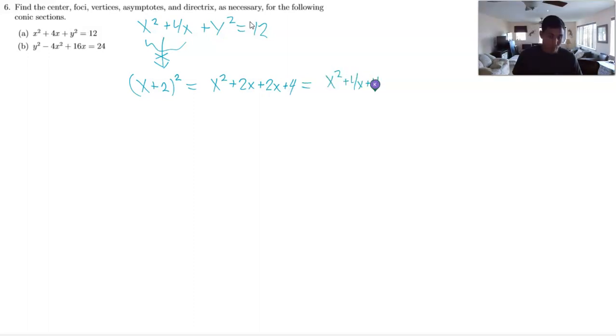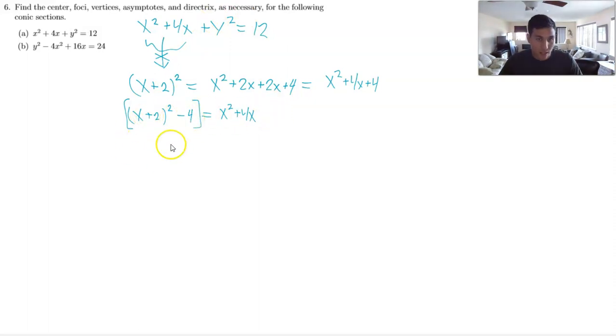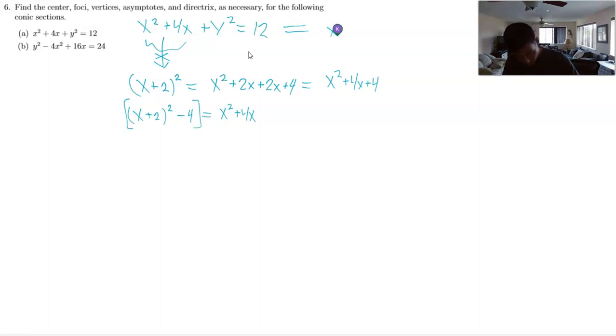But we only want x squared plus 4x. So then we go back here and write x plus 2 squared minus 4. Put a bracket around that. And then that is exactly what we had as x squared plus 4x. So that's what I mean. Now we can use this and input this into here, and that works out really nice. If you go back up to the top, we can now write this as x plus 2 squared minus 4 plus y squared.